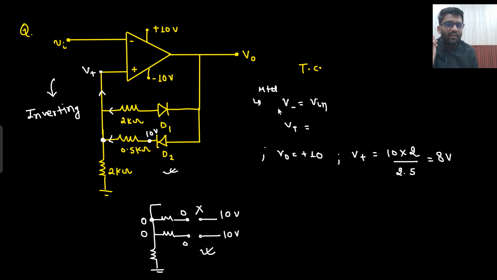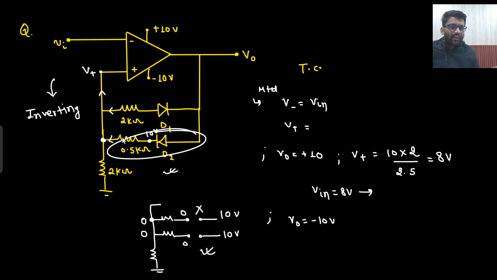What is our target? To equate V positive to V negative. So one value of V in you are getting as 8 volt. This could be either UTP or LTP, that we need to check. Next is V0 equals minus 10 volt. In the same manner you will check, you will understand that D1 will turn on now. If D1 is turning on, then D2 will be off. So this will not even come into action.